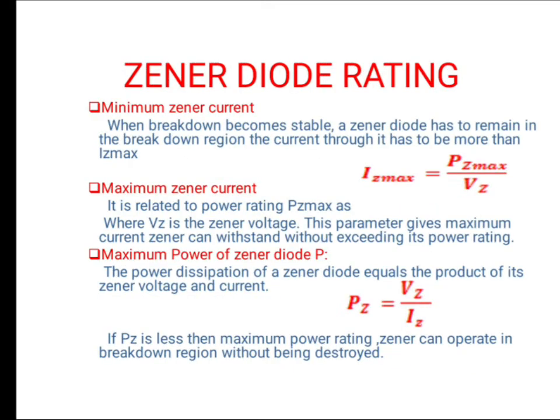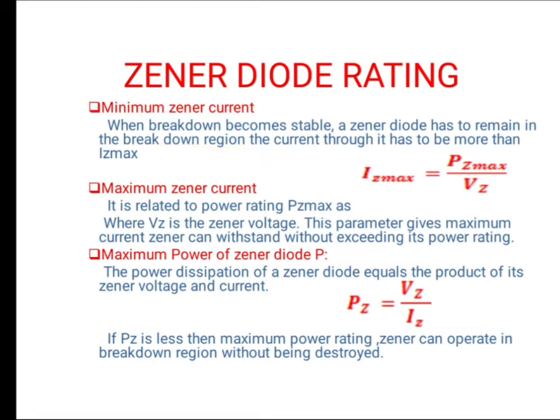So now we'll be seeing Zener diode ratings. We have 3 parameters here: minimum Zener current, maximum Zener current, and maximum power of the Zener diode P. Minimum Zener current means IZ min. It is the minimum current which makes the Zener diode remain in the breakdown region. Okay, it is the minimum current in which the Zener diode remains in the breakdown region.